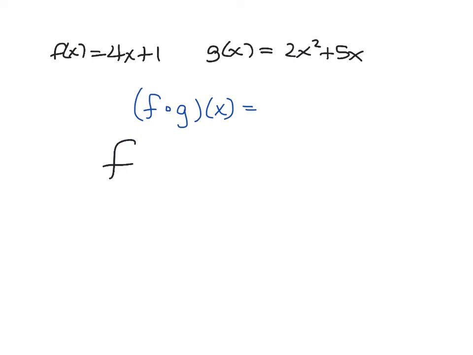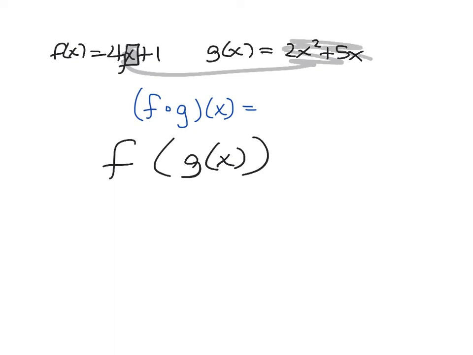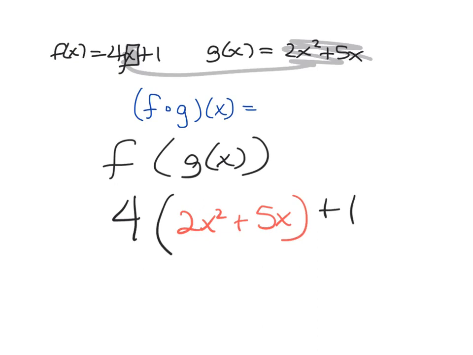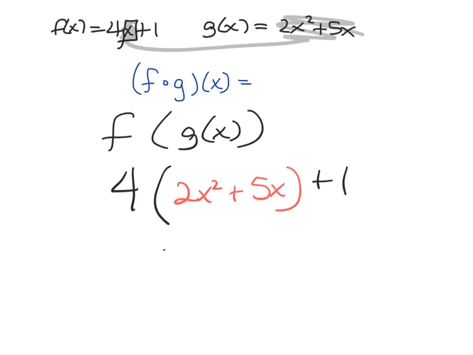Again, I'm going to take the f of x function, and I'm plugging in the g of x function wherever I see x. So I'm replacing this x with this function. This one's a little bit easier. So 4 times, now put the g of x function in here, and then plus 1. I need to distribute, and you're done. No factoring, just leave it like that.